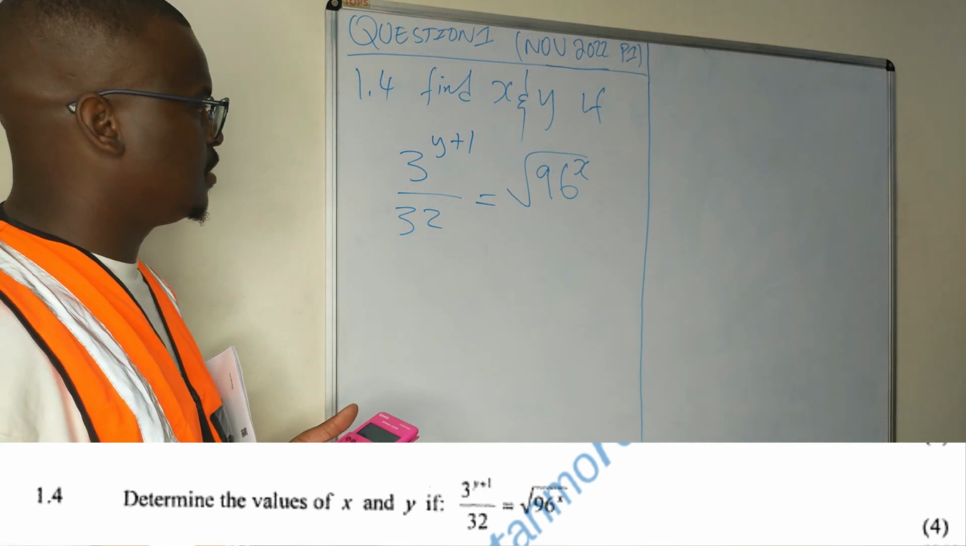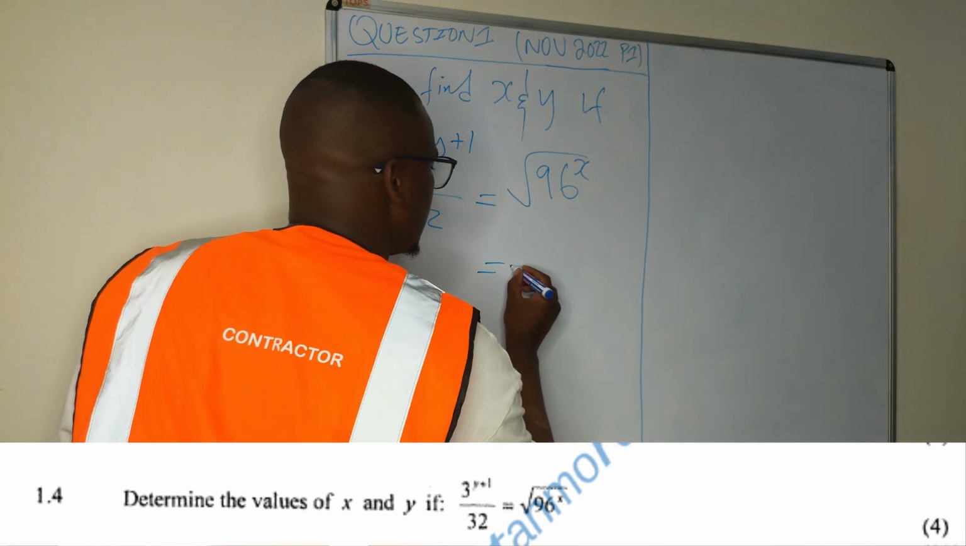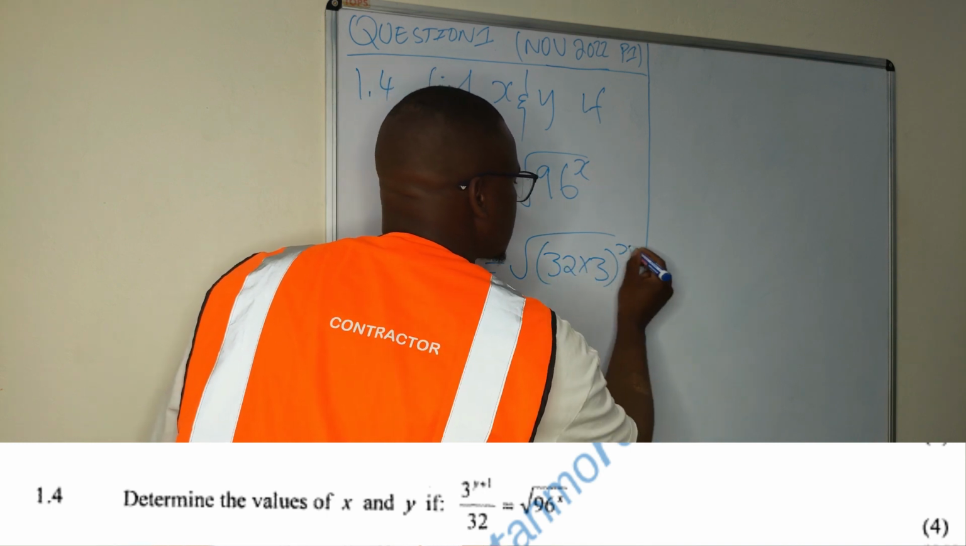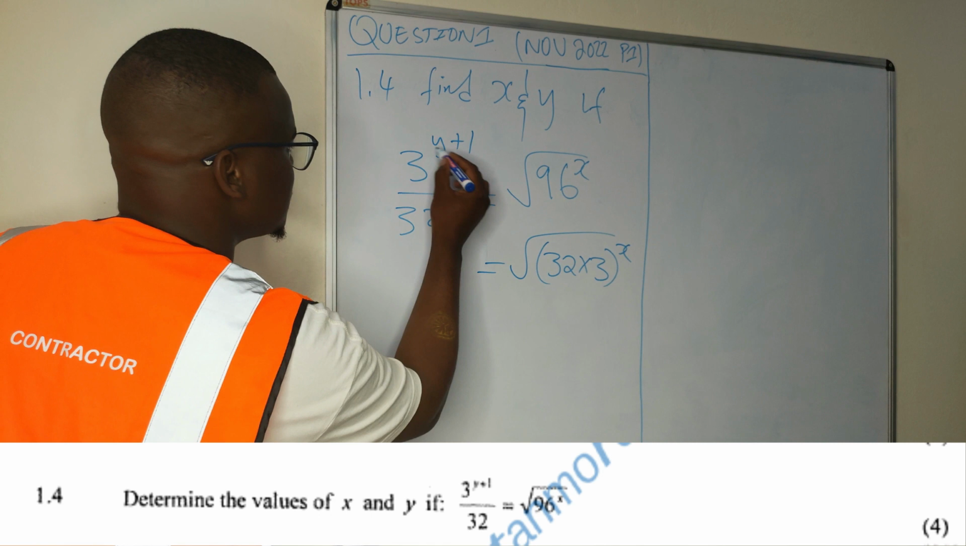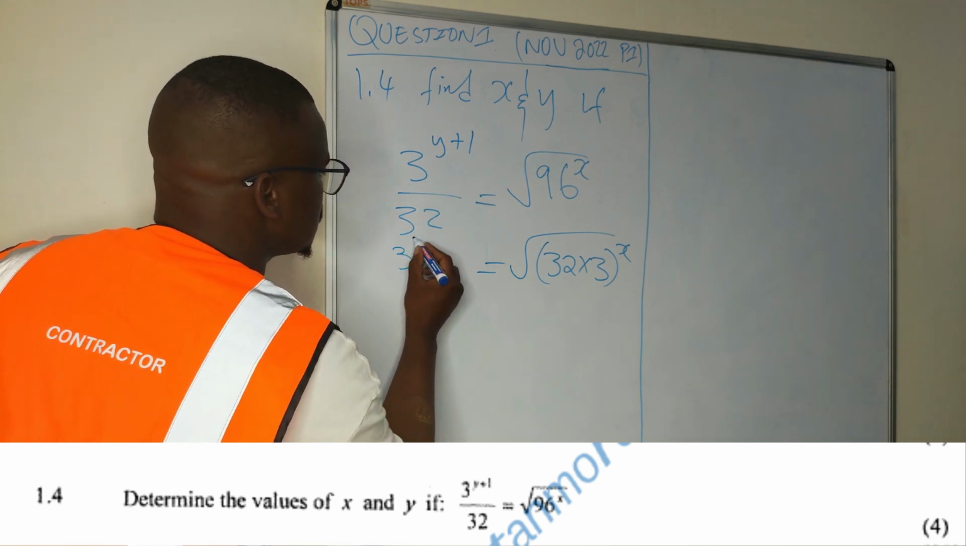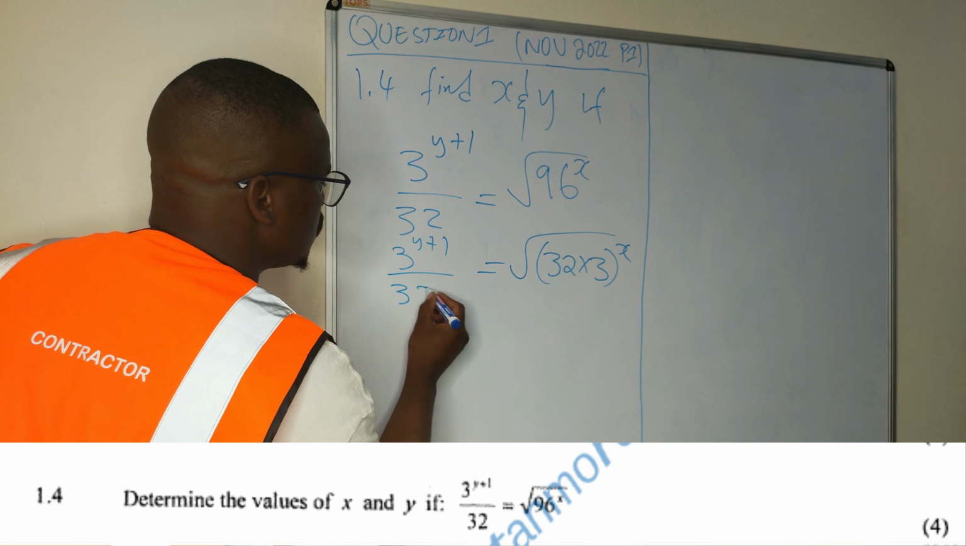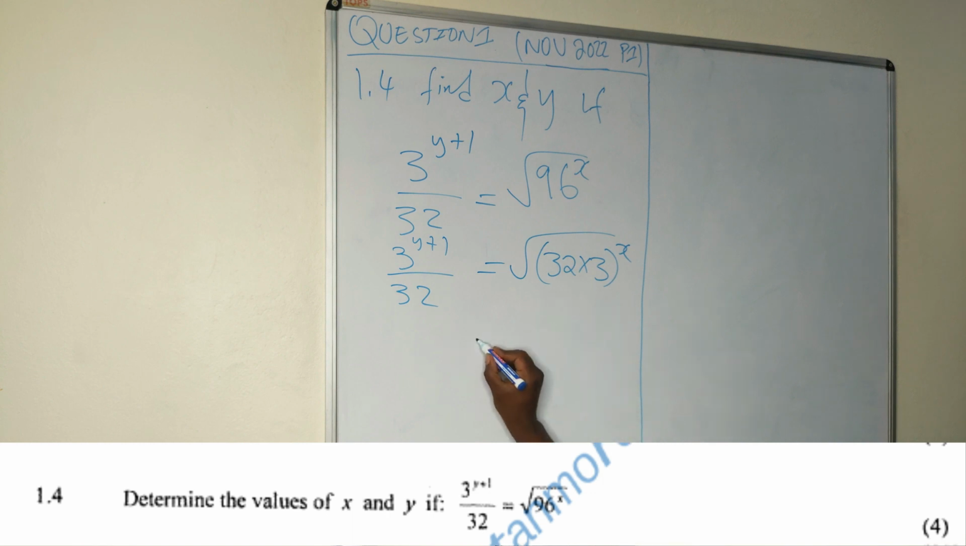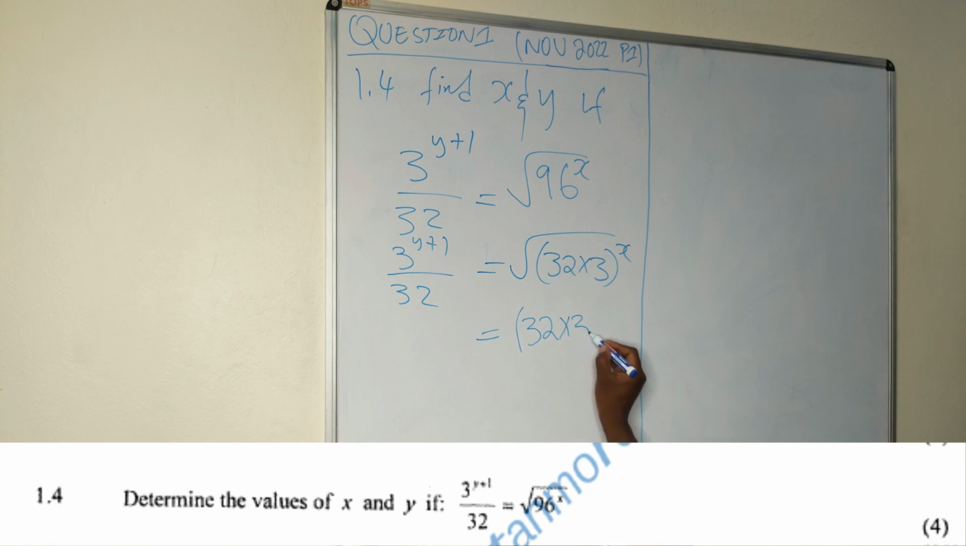So it's 32 times 3. What you have here is the square root of 32 times 3, all raised x, is equal to this thing here, which is 3 raised y plus 1 over 32, right? And then what can we do here? From definition we know that the square root of 32 times 3, raised x, is equal to 32 times 3 all raised 1 over 2. We know this, right? So let's simplify this part.